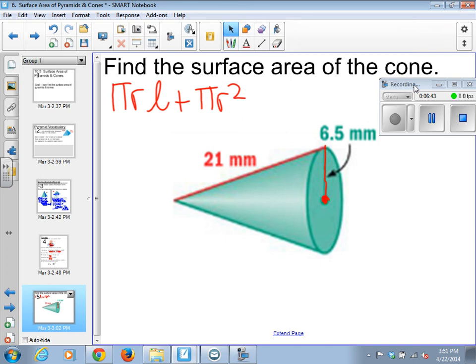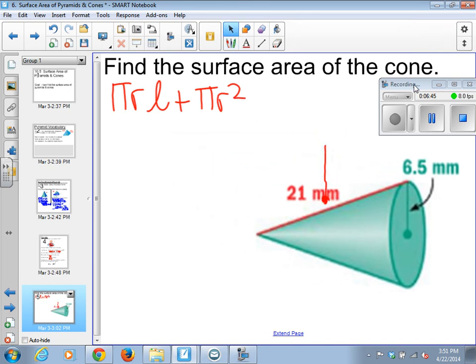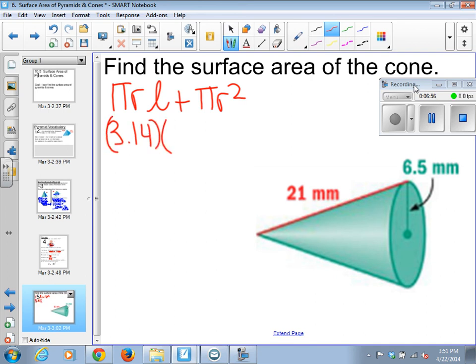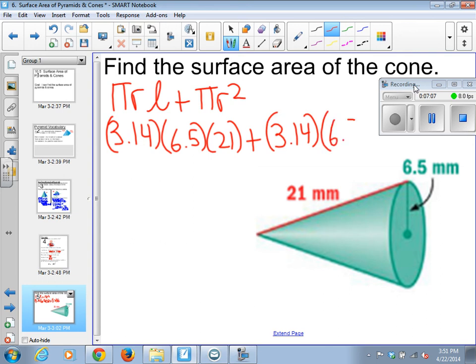Let me move this cone over like that. You guys get the idea. That's the radius. Don't need that anymore. And I mentioned we're going to use 3.14 as pi. So we've got 3.14 times the radius of 6.5 times the slant height of 21, plus 3.14 times the radius squared, 6.5 squared. Not easy to do mentally. So we just go ahead now and simplify using, hopefully, our calculators, which you all have.